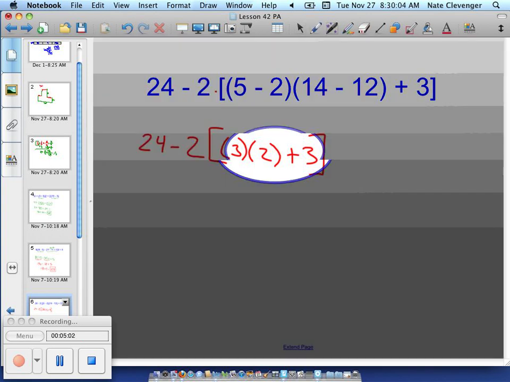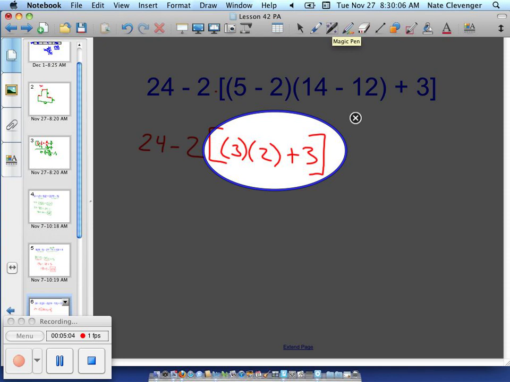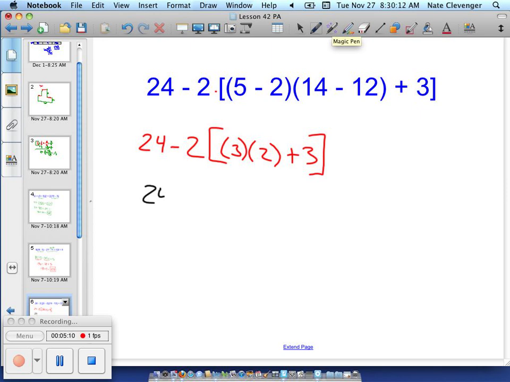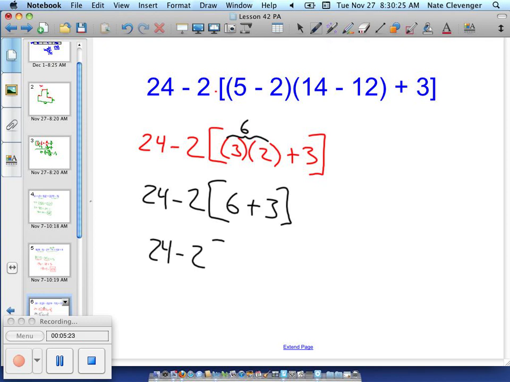Inside here, what are we going to work first inside that bracket? Multiplication. So I'm going to rewrite 24 minus 2 still because I can't do anything with that. I have the multiplication of 3 times 2 is 6. So I have 6 plus 3, and that makes 9. So 24 minus 2 times 9.